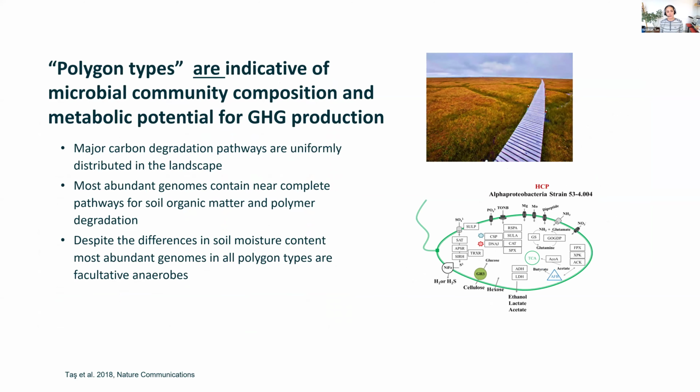So in this study, we could show that the polygon types were indicative of microbial community composition and metabolic potential for the greenhouse gas productions. And the most interesting thing that came out of it was that regardless of the soil moisture content, all polygon types were home for facultative anaerobes.